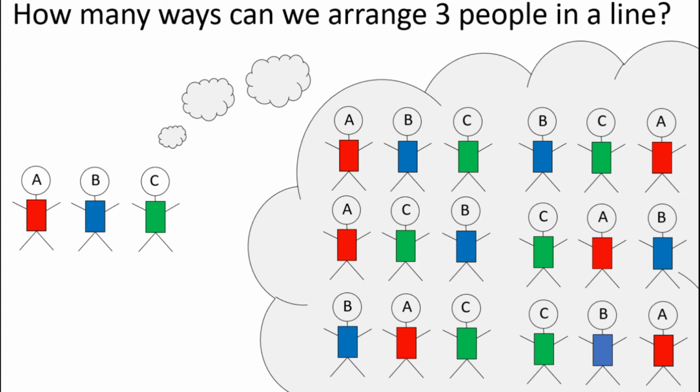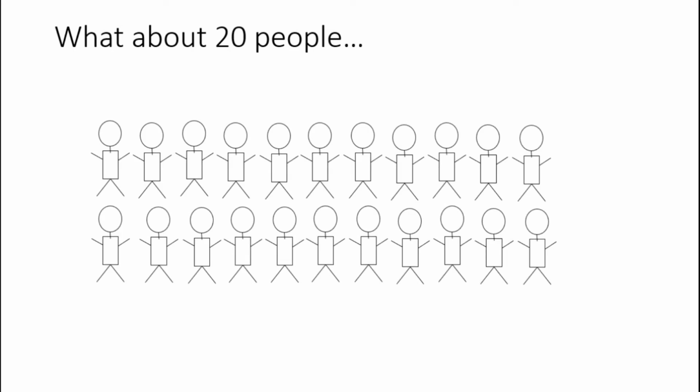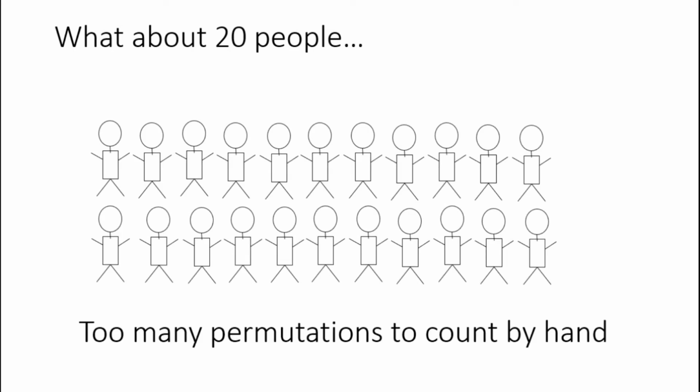We call each of these unique orderings a permutation, so we can also say there are 6 permutations for ordering Ace, Bob, and Chris in a line. But what if we want to know the number of permutations for 20 people? We can't list them out. There are way too many possibilities. So let's look for another way.